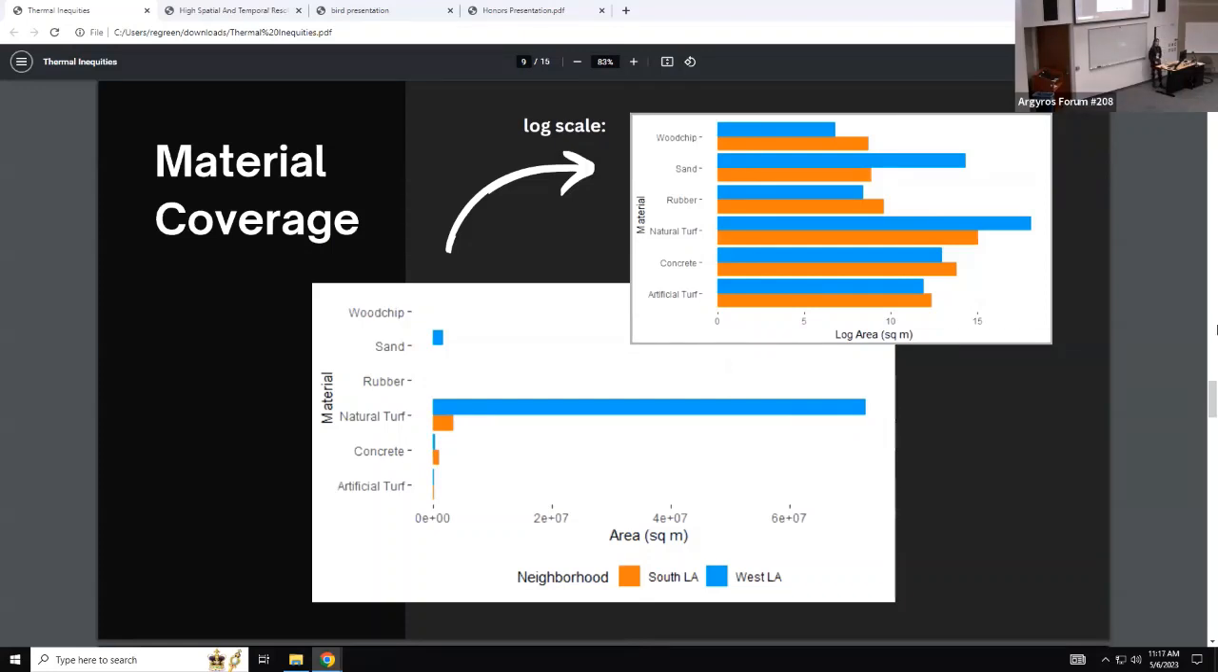When it comes to material coverage, these two plots are the same data, just on different scales, so you can see it more easily. Because this lower one, which is just a linear scale, see how drastically different the amount of natural turf is between these two spaces. Part of that's because there's a lot of natural open areas in the hills of West LA. But even without that, we can compare the two regions and the materials that are more prevalent in each. For South LA, there are more wood chips, rubber, and concrete, as well as artificial turf, all of these hotter materials. And then West LA has more sand and natural turf.